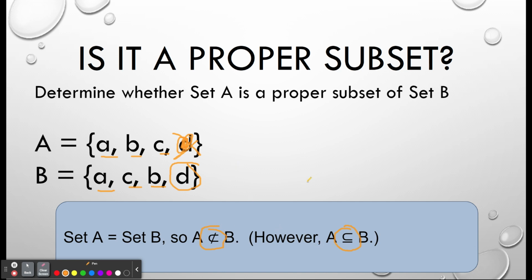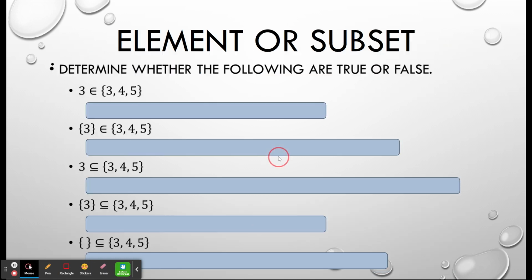Okay, if you're not sure, go back, check it over, and reread the section again. Obviously, if you need more help, ask. Let's do a couple more here. Looking back at lesson 2.1, we talked about elements versus subsets, and we have to figure this out. Remember, the element symbol is this little E-looking symbol. In the first one here, determine whether the following are true or false. This is kind of like your homework. On your homework, you're going to have to determine true or false, and additionally, you have to tell why.